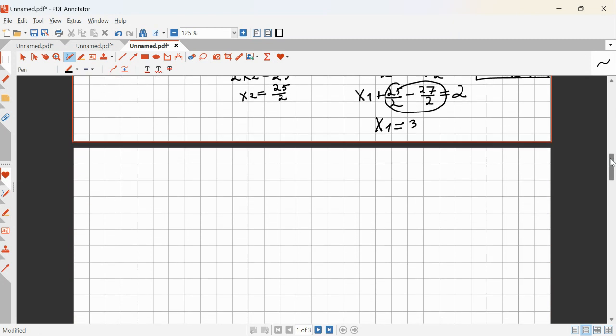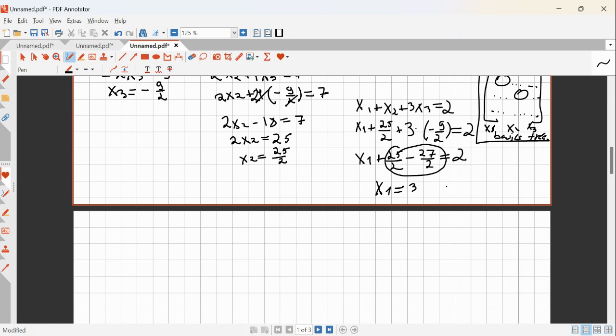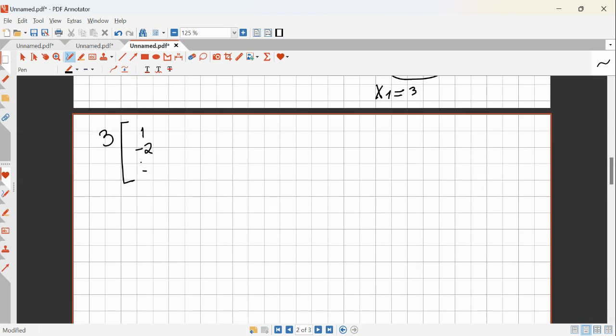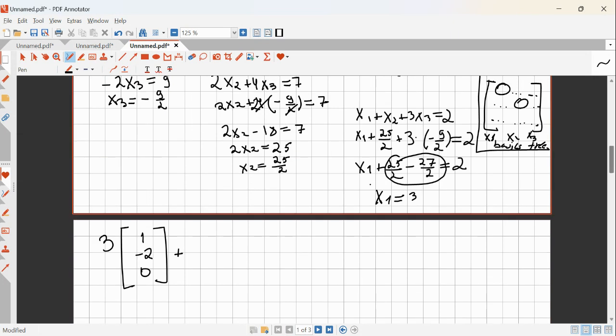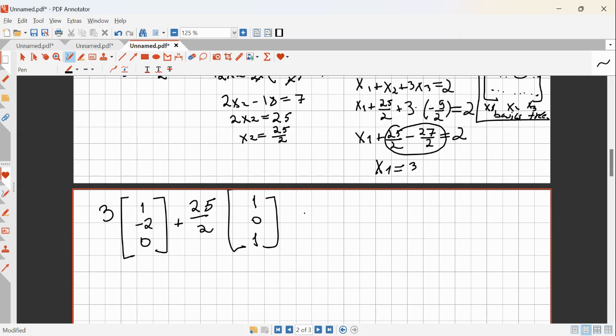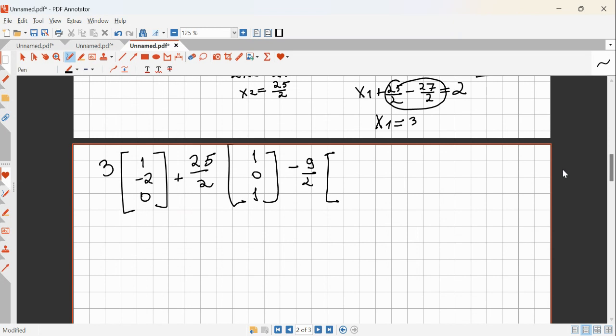So we got our values for our variables, so let's write it in vector equation form. 3, which is x1, times the first column of the matrix, which was 1, minus 2, 0, plus x2, which is 25 over 2, times the second column, 1, 0, 1, plus, or minus, yes, minus 9 over 2 times 3, minus 2, 1, equals 2, 3, 8.